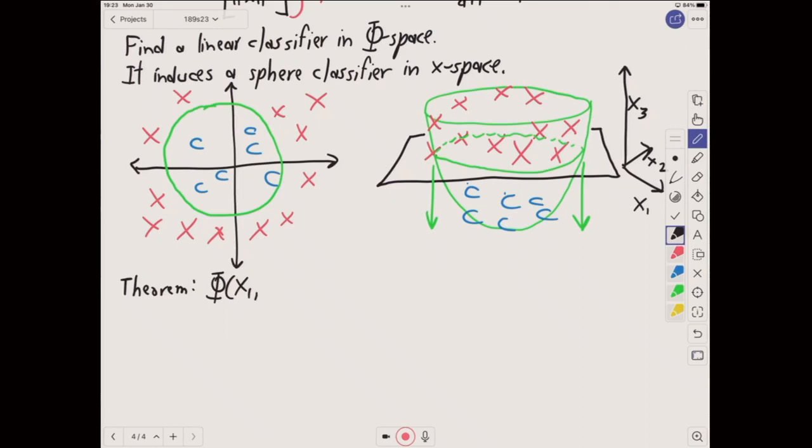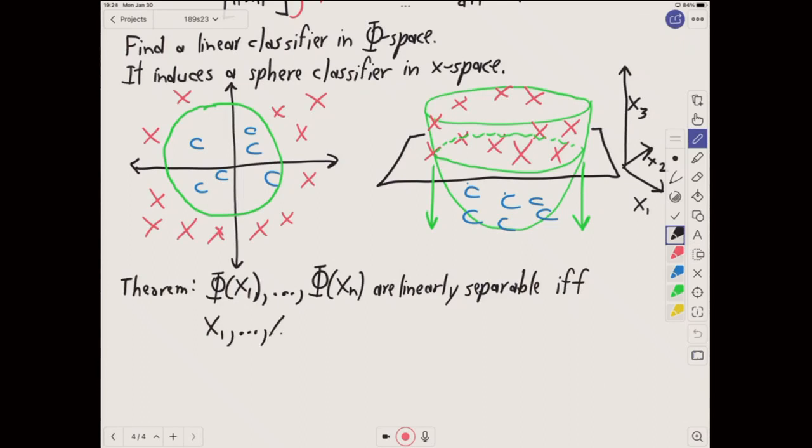So I claim that the lifted points, phi of x1 through phi of xn, are linearly separable in the high-dimensional space if and only if the original training points, x1 through xn, are separable by a hypersphere in the original X space.